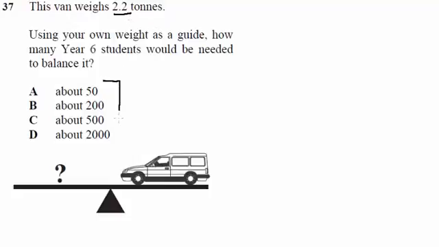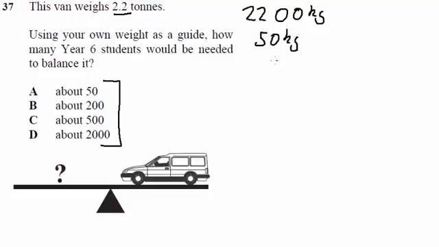you can divide 2.2 tonnes by the numbers in these answers and see which of those ends up with a kilogram weight closest to your own. And we'll go through both ways now. And so first we'll start by recognizing that 2.2 tonnes is 2,200 kilograms. Now, what we want to do is we'll say that the average Year 6 student is 50 kilos.